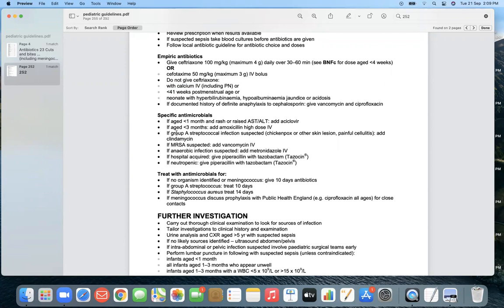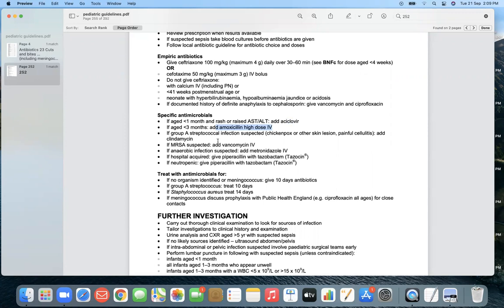Specific antimicrobials: other than these, you have to consider age less than 1 month and rash and raised ALT and AST. So when do you consider acyclovir? You should know this. Age less than 1 month with rash and raised AST and ALT. If you are seeing derangements in liver functions with rash and age less than 1 month, you will consider acyclovir. Age less than 3 months, add amoxicillin high dose IV or ampicillin also, right?